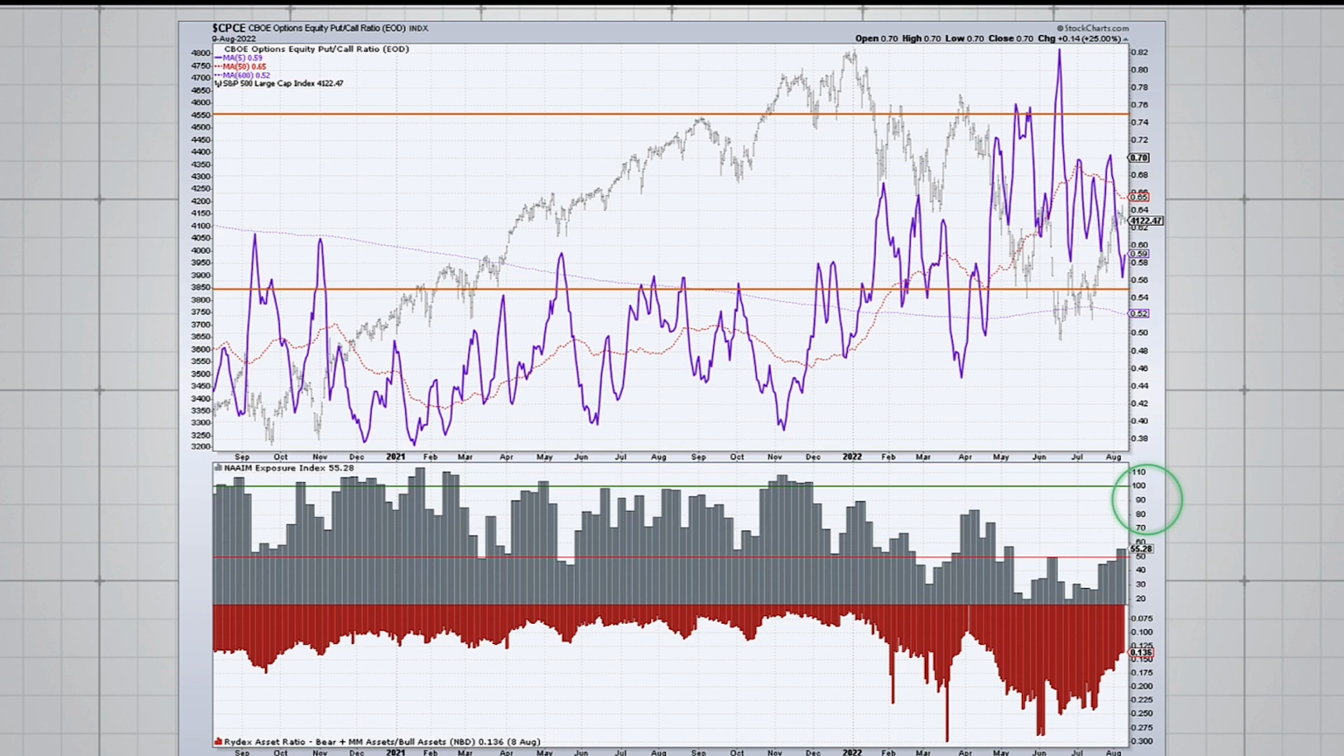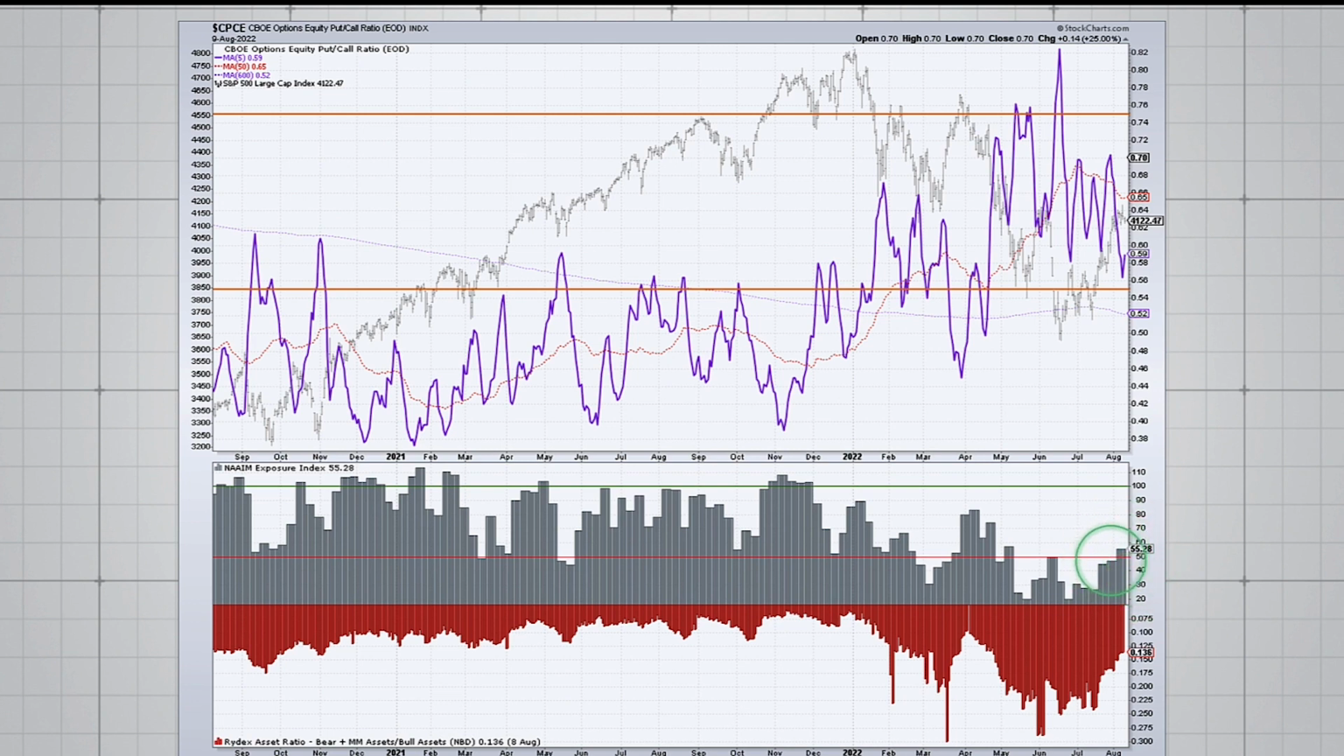We actually haven't seen active managers in aggregate, according to this survey, be more than 50% long since May. Active managers have really been on the sidelines, either playing the short side or in cash, for many, many months now. We're just starting to see that tick back across that 50% level. So that means that active managers really haven't been participating too much in this rally that we've seen, more than 15% off the lows according to some indexes. Active managers really haven't been a major part of that.